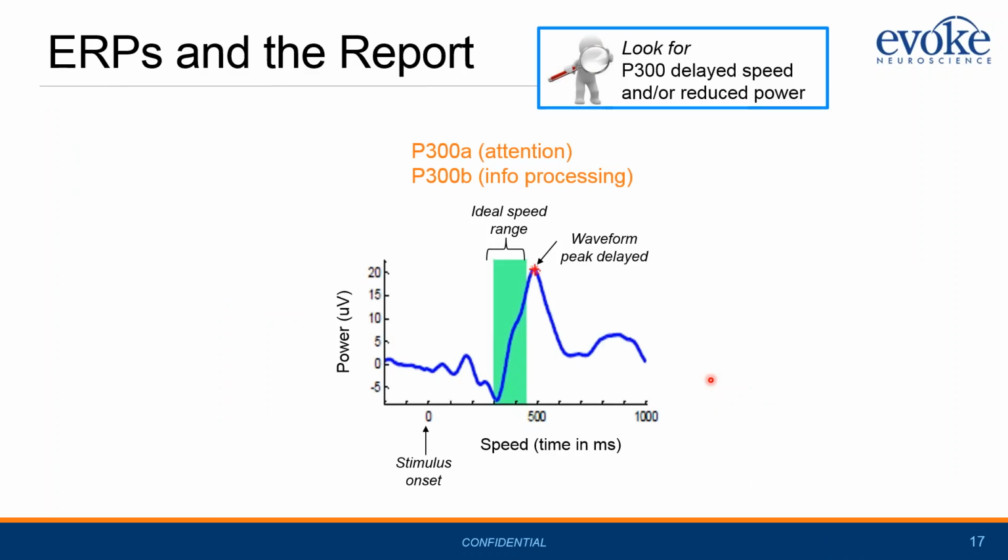So when we look at ERPs in our report, we're going to keep an eye out for delayed speed and/or reduced power. Sometimes a concussed patient will have both, sometimes they'll only have one or the other, but chances are this biomarker is going to show up for somebody that has a traumatic brain injury.